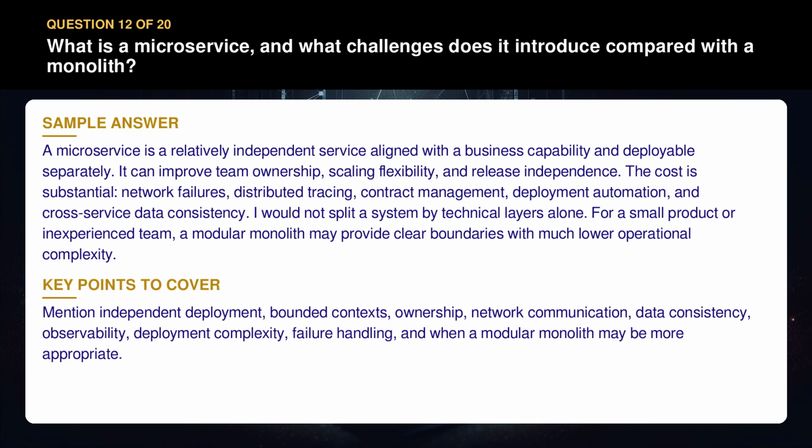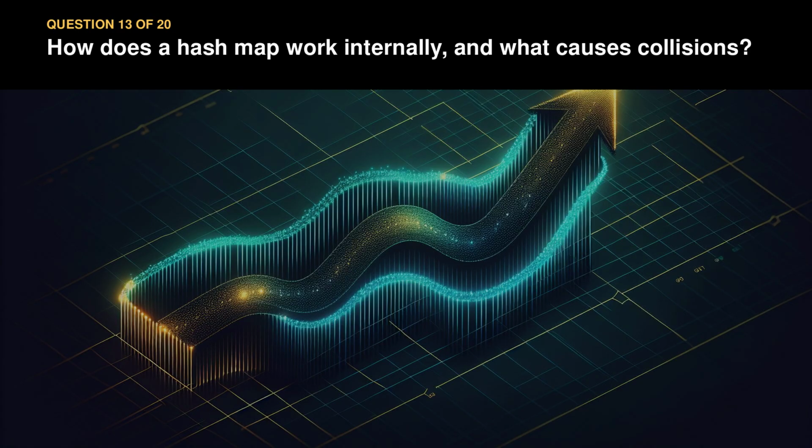Mention independent deployment, bounded contexts, ownership, network communication, data consistency, observability, deployment complexity, failure handling, and when a modular monolith may be more appropriate. Question 13. How does a hash map work internally, and what causes collisions?